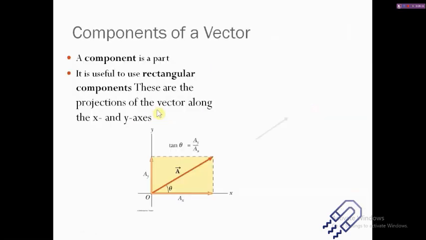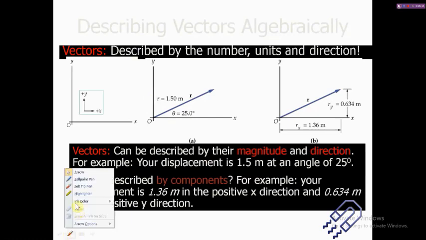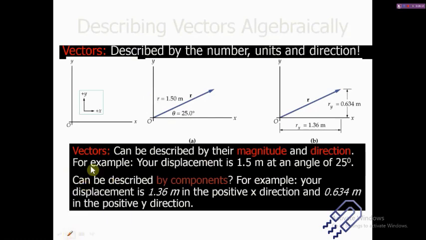Because the x-axis and y-axis are at an angle of 90 degrees. So this entire angle is 90 degrees, right? Correct? But this angle is not 90 degrees. This angle is 90 minus 25, so it's around 65 degrees.